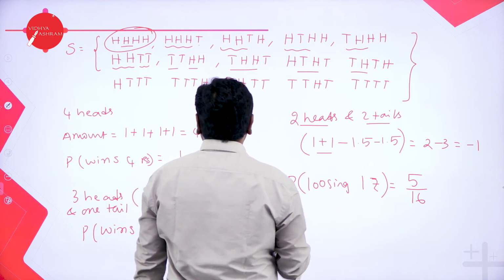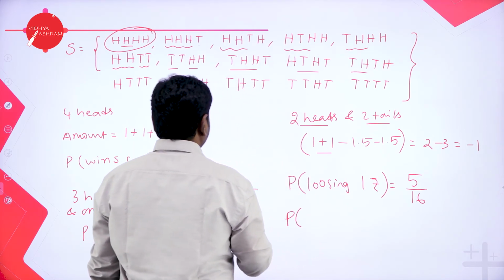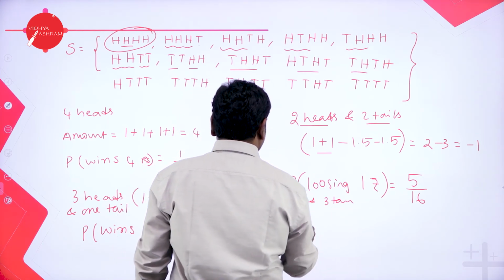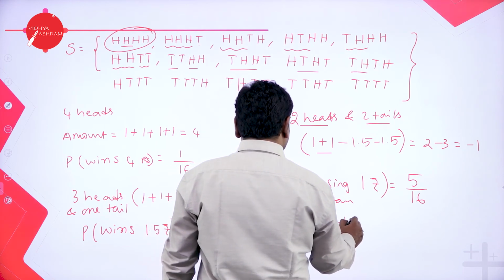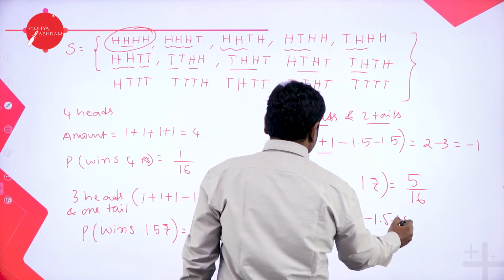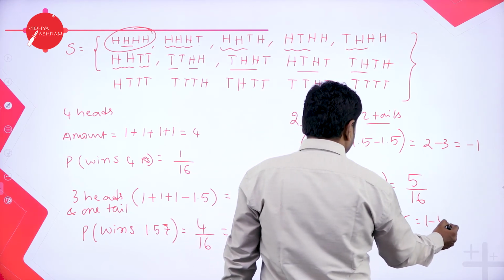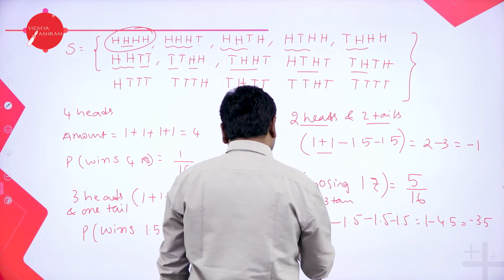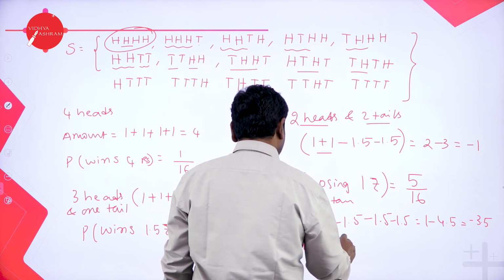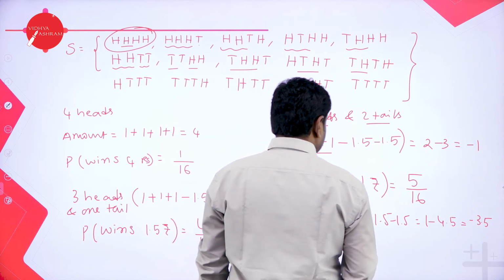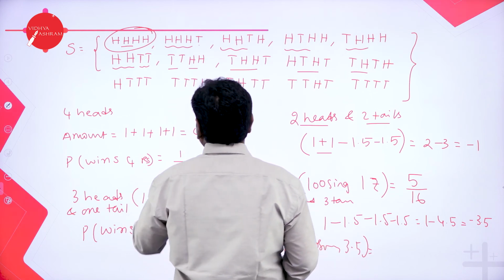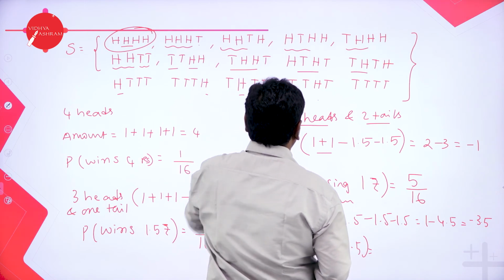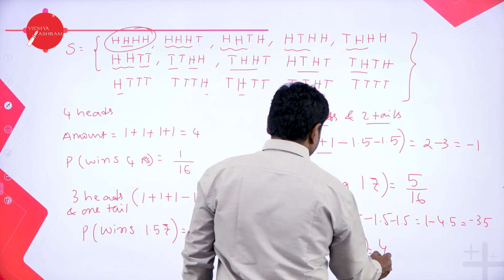And probability of losing, one head and 3 tails. What does 1 head and 3 tails mean? 1 minus 1.5 minus 1.5 minus 1.5. So you lose 1 minus 4.5, which is minus 3.5. Probability of losing 3.5 rupees. Count: that is 1 head and 3 tails. First one may be head, last one may be head, second one may be head, third one may be head. So 1, 2, 3, 4 out of 16.